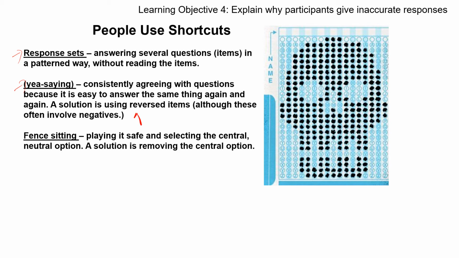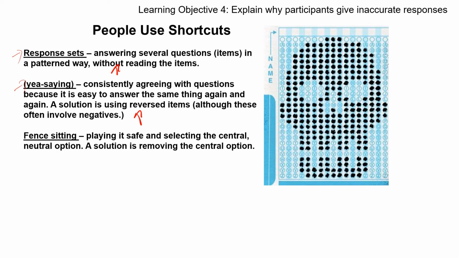The solution to this one, and to the previous one to a lesser extent, is to use reversed items, even though that sometimes involves negatives. So use reversed items such that you are asking a question, but you're asking it in the opposite way. That way, people don't just always do strongly agree. If one question should have been strongly agree, and they were responding the exact same way, the next one they should have responded strongly disagree.